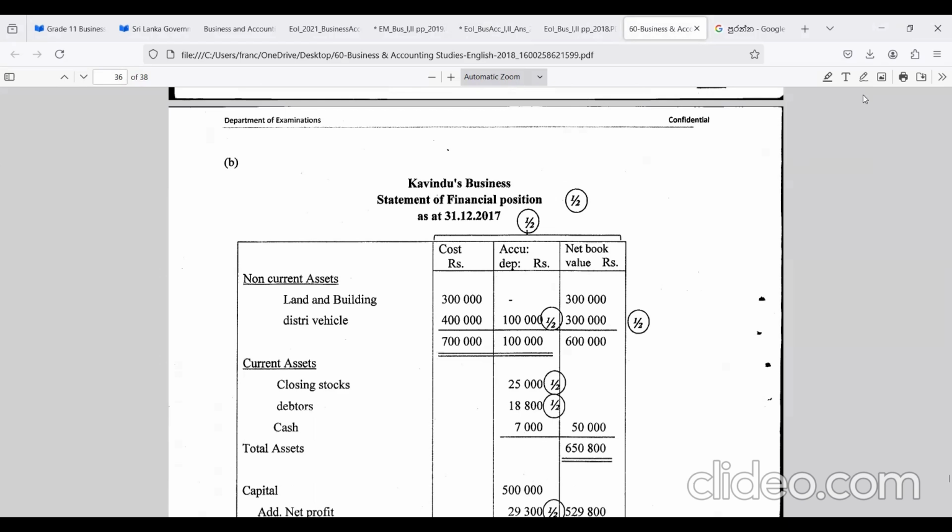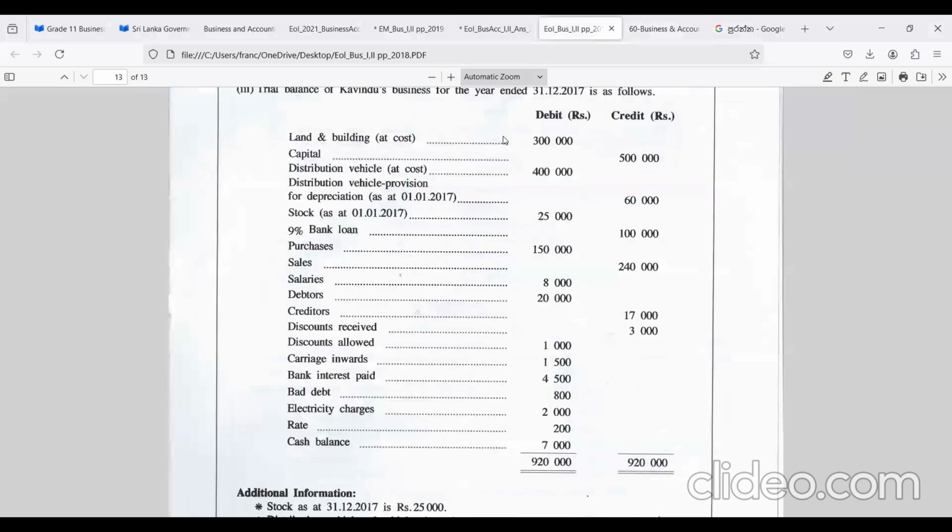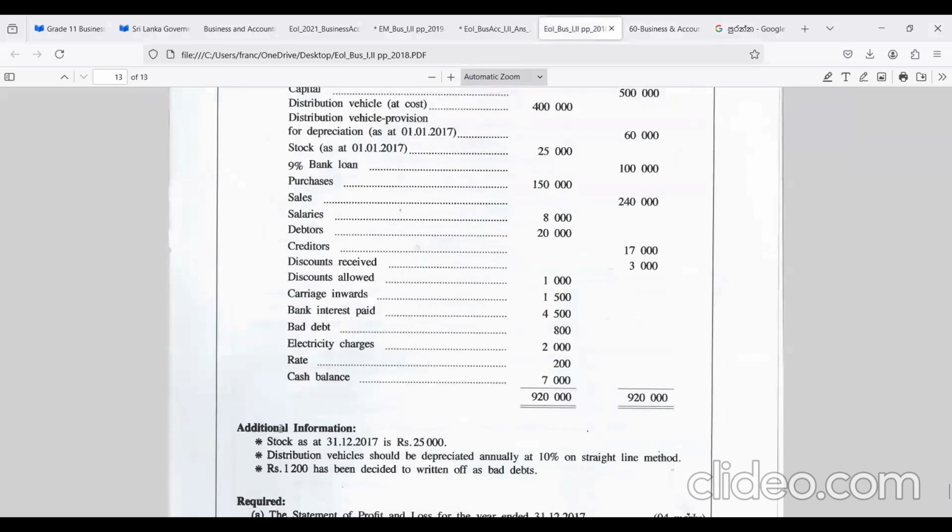Now it doesn't mean that with 2 marks you can pass. If you do only this, you can earn 2 out of 100 and it's a fail. What I mean is you can earn at least 2 marks. Okay, so let's start discussing the sum. Since there are some adjustments which we have already discussed, I am going to increase the speed a little bit. Stock as at 31st 12 2017 is 25,000.